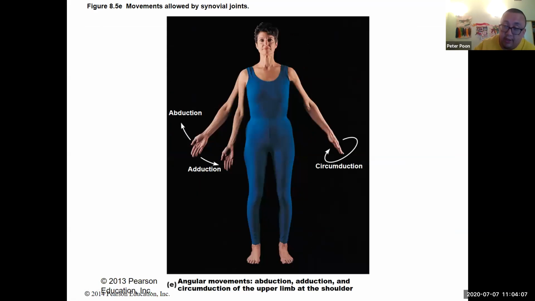I'll explain in a later chapter, but in most cases, moving anteriorly is going to be flexion, posteriorly is going to be extension. The only exception is the leg.